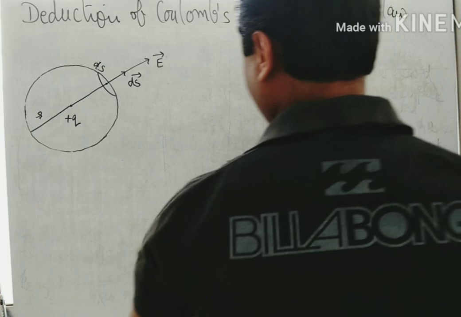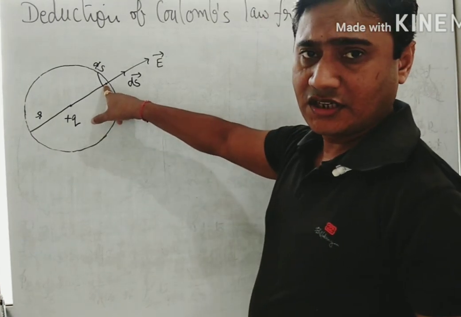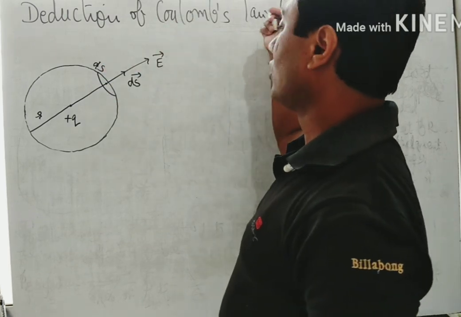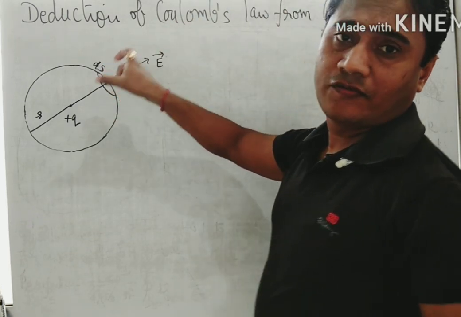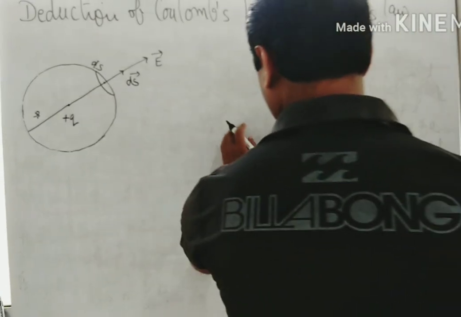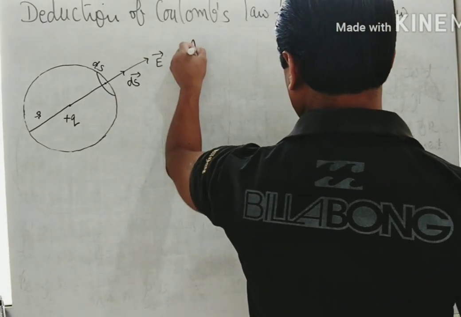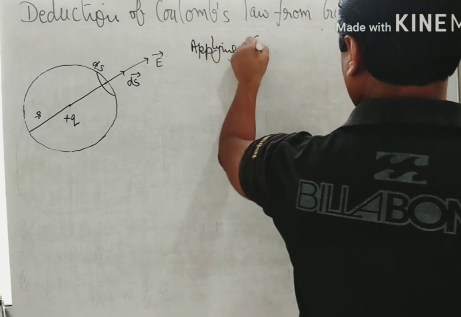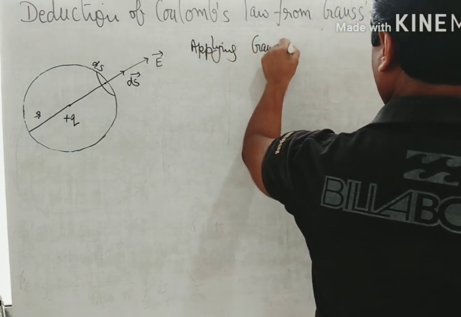So here we first write the electric field intensity, and later on we will be using Gauss's law and calculating the flux. So to begin with, let's write, applying Gauss's law.